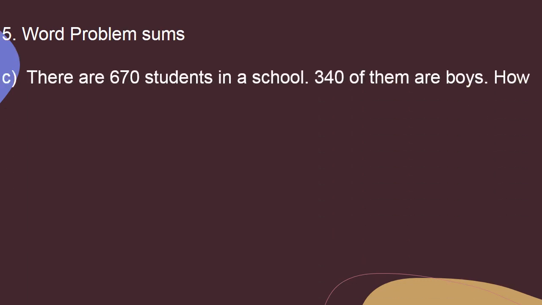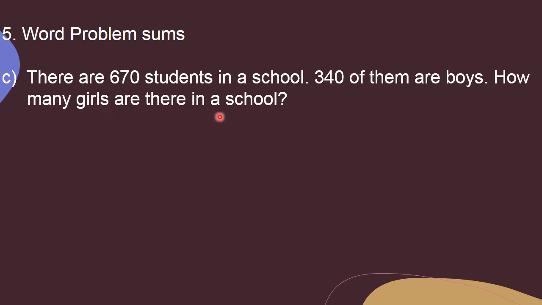Now in C part there are 670 students in a school. बेटा एक स्कूल में 670 स्टूडेंट्स हैं और स्टूडेंट्स जो हैं वो गर्ल्स और बॉयज दोनों को मिलाकर बनते हैं. 340 ऑफ देम आर बॉयज. अगर उनमें से 340 क्या हैं, बॉयज. ओके, सो हाउ मेनी गर्ल्स आर देयर इन अ स्कूल. तो बताइए हाउ मेनी मीन्स कितनी गर्ल्स हैं उस स्कूल में.